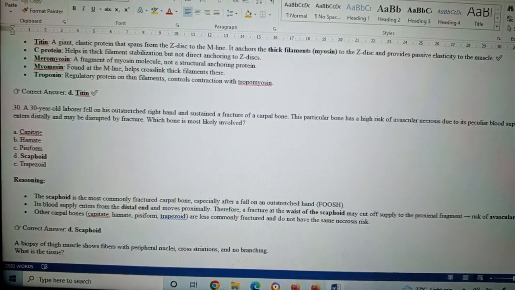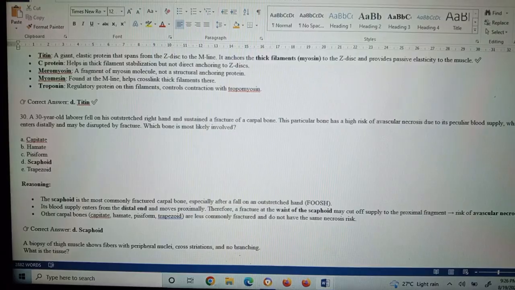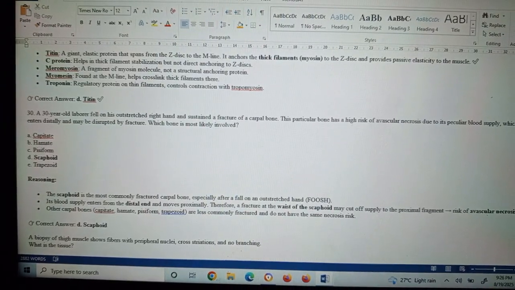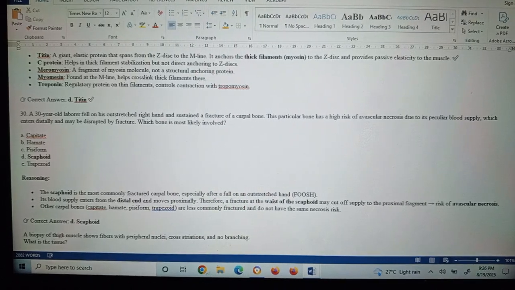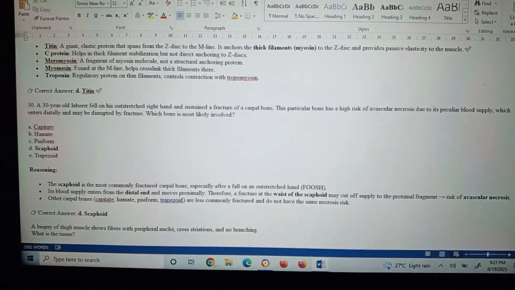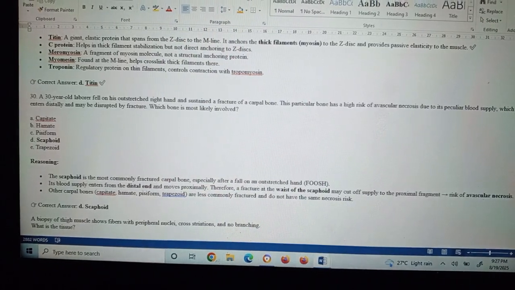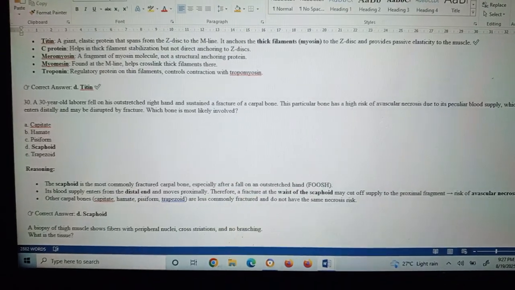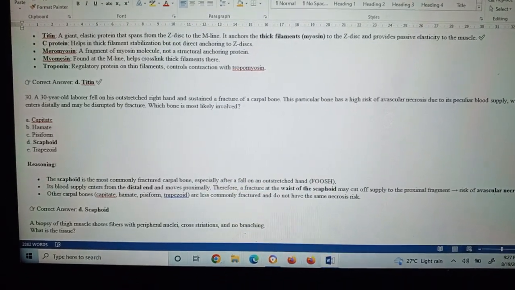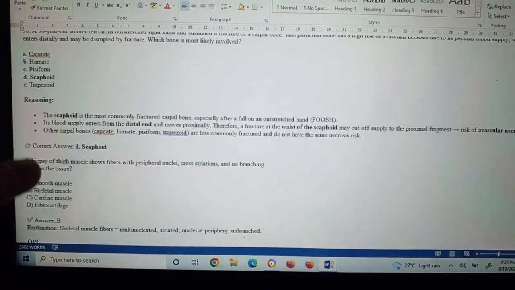Now we come to another MCQ. A 30-year-old laborer fell on his outstretched right hand and sustained a fracture of a carpal bone. This particular bone has a high risk of avascular necrosis due to its peculiar blood supply, which enters distally and may be disrupted by the fracture. Which bone is most likely injured? Scaphoid. This is not the histology part. This MCQ has mistakenly come over here, but this is extra knowledge for you.